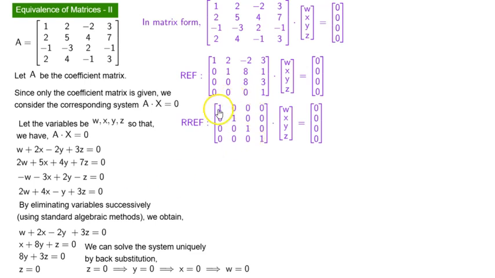So here you notice 1w plus 0x plus 0y plus 0z is equal to 0. That means w equal to 0. Here, 0w plus 1x plus 0y plus 0z is equal to 0. That means x equal to 0. Similarly, y equal to 0, z equal to 0.